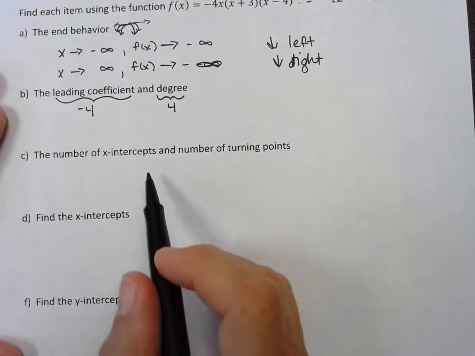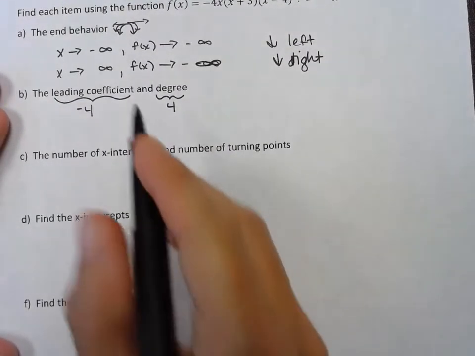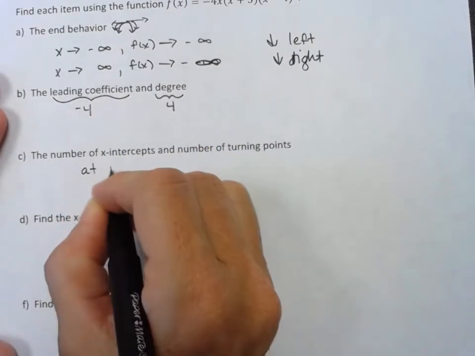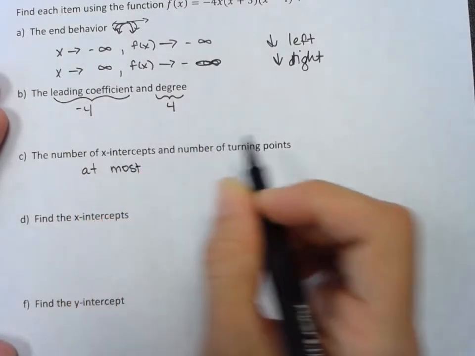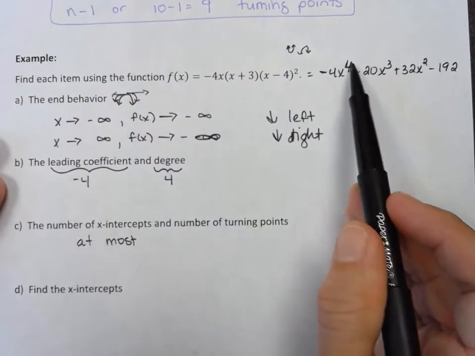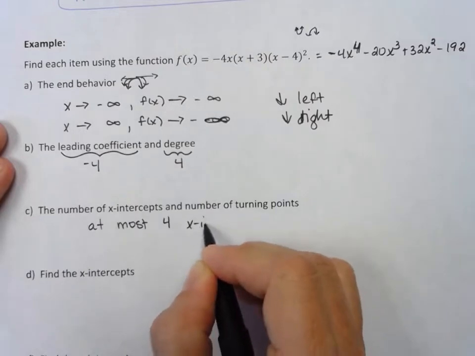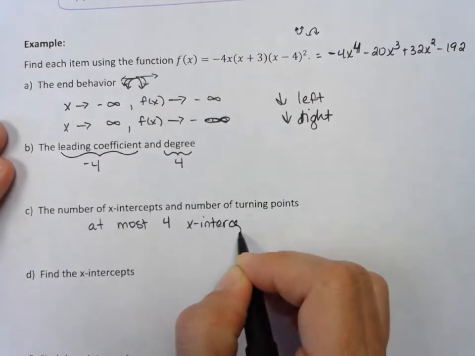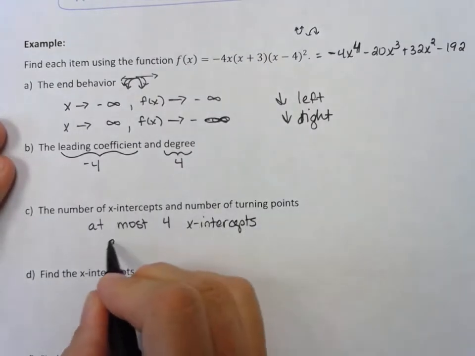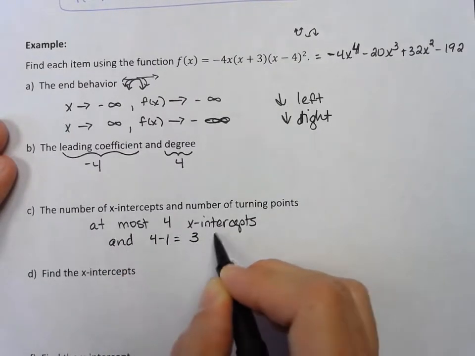The number of x-intercepts, you will have at most 4. Oop, you can't see where I'm pointing. There we go. At most 4 x-intercepts. And 4 minus 1 or 3 turning points.